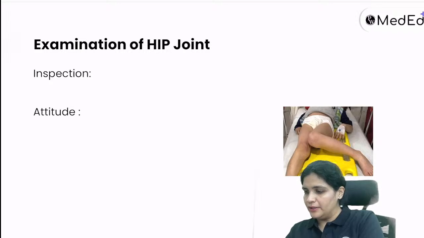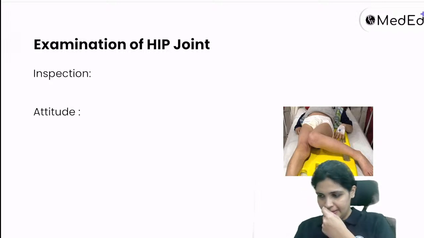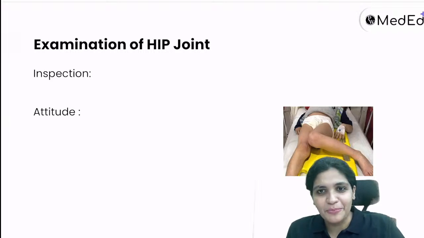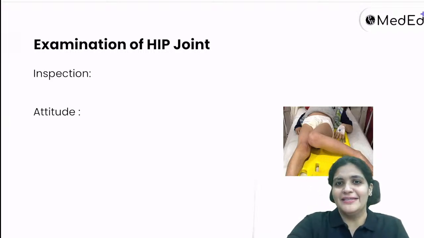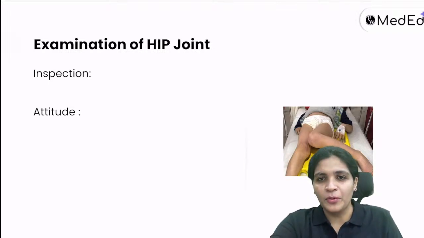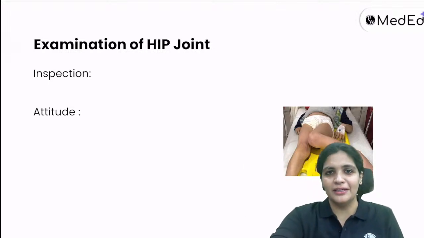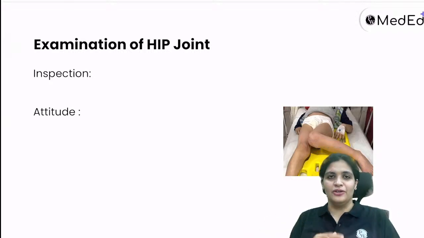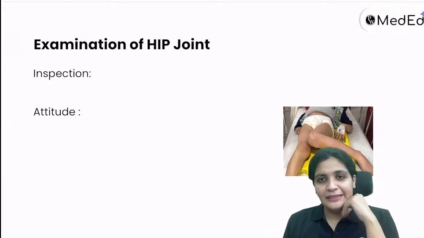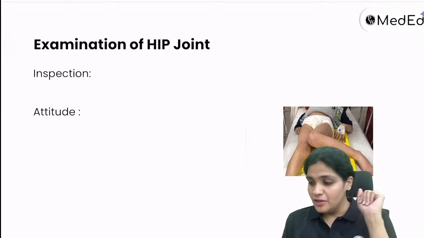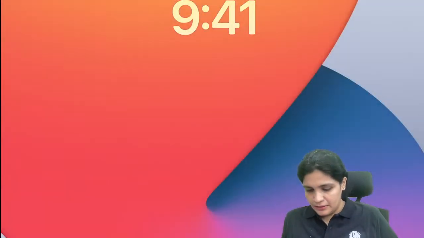Hope you're all eager for the class, because the hip joint is supposed to be one of the most important and favorite exam joints of the examiners. One is the knee joint, the second is the hip. You don't get a whole case as such in your exam, but they will ask a lot of questions from the hip joint, right?